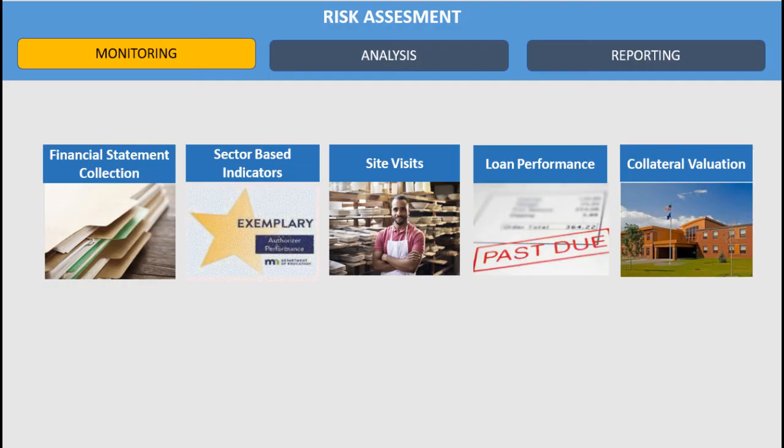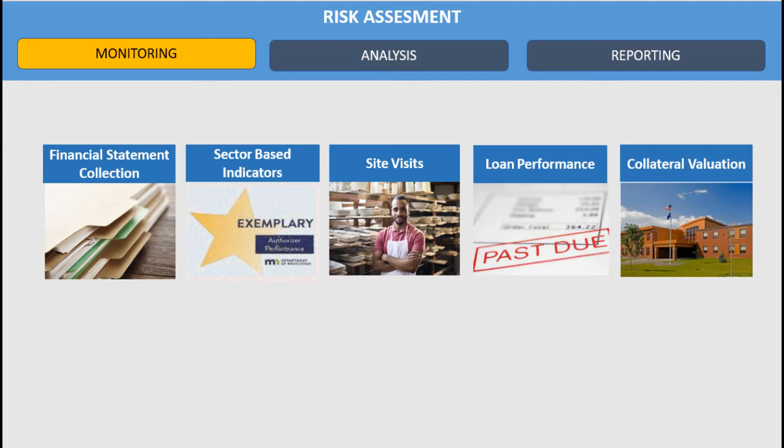Next, we're going to talk about risk assessment, which is very important in risk management, as what doesn't get measured doesn't get managed. Risk assessment activities can be categorized as monitoring, analysis, and reporting. Typical monitoring activities are annual financial statement collection, which can be audits, tax returns, or internal financial statements. The frequency and the extent of the financial statements typically varies by loan size and complexity depending on the portfolio composition. In addition to financial statements, sector-based information could be evaluated periodically.